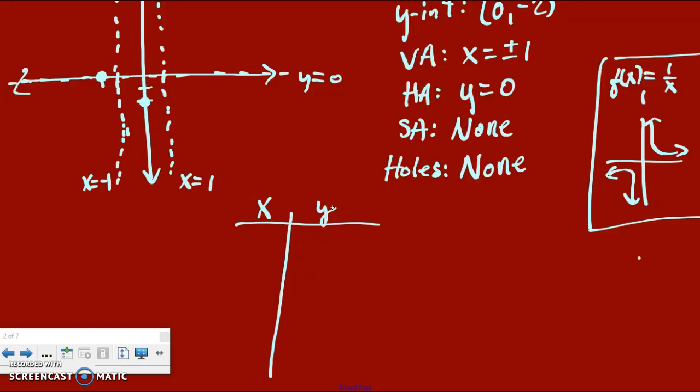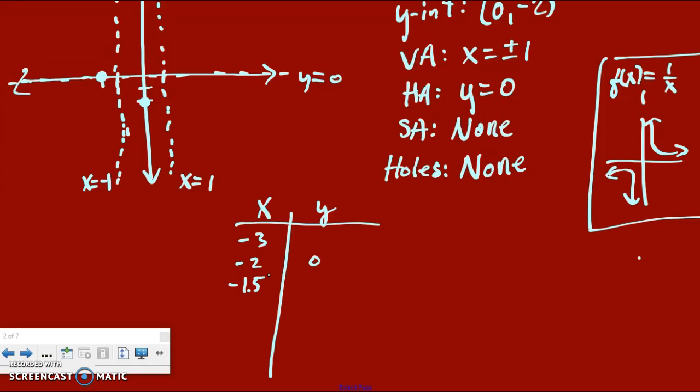Obviously, we need something less than -1. We already know -2, so maybe -3. If you want to do -4, you could do -4 as well. But we know at -2 we have 0. -1 is our asymptote, so you could technically do -1.5 if you wanted to.